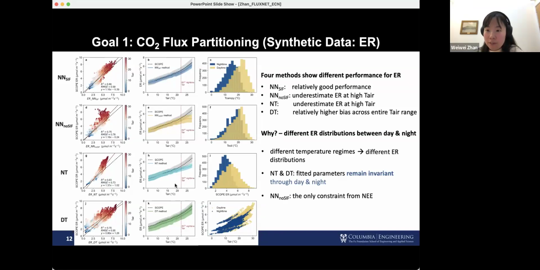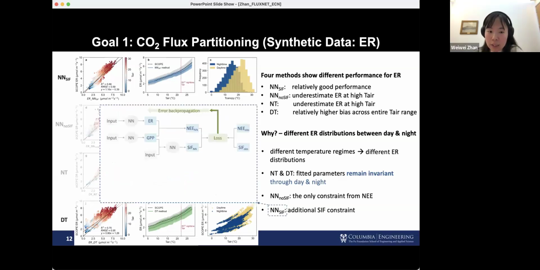For the NEE-only method, because it is constrained only by NEE, this single constraint shows limited skill for daytime flux partitioning. But for our method, because it is additionally constrained by SIF, when processing the daytime samples, GPP is directly constrained by SIF, as shown by the red dashed line here. And this constraint can further propagate to the ecosystem respiration.